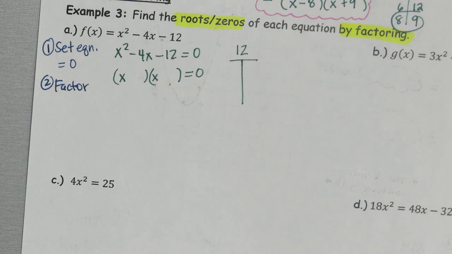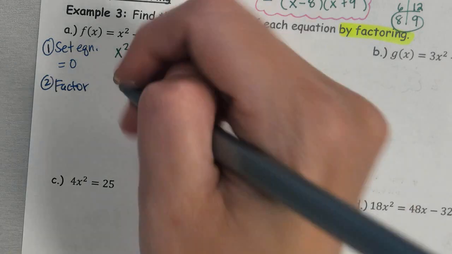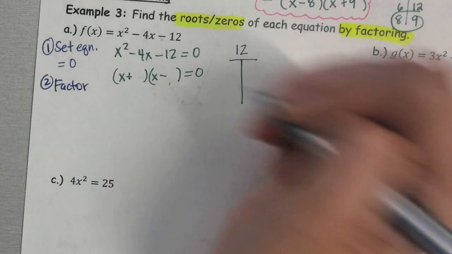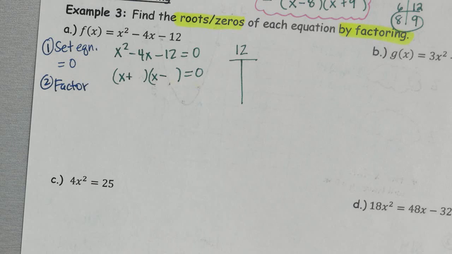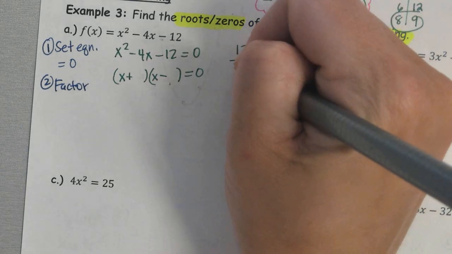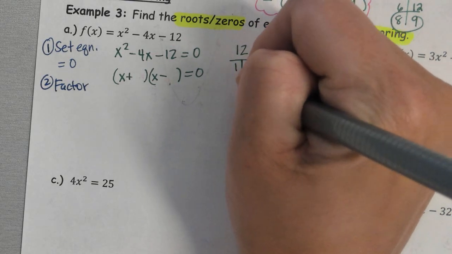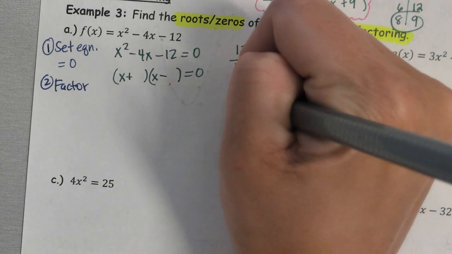So, if it was a negative and a negative times a negative is a what? Yes, good. Okay, so one has to be plus, one has to be minus. It does not matter which order. Okay, so you can put the minus first if you want. Good. Okay, and then your options are 1 and 12, 2 and 6, or 3 and 4.